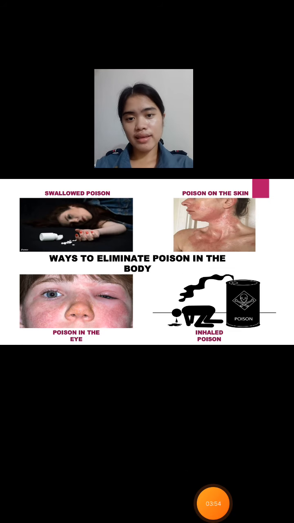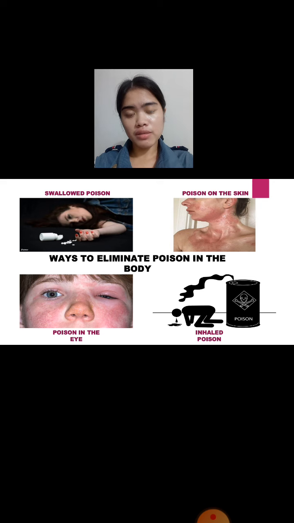Last slide, ways on how to eliminate poison in the blood. Poisoning can occur from a variety of factors like medication, illicit drugs, foods, and attempts to harm one's life. For swallowed poison, you need to remove anything remaining in the person's mouth. For poison on the skin, you need to remove any contaminated clothing using gloves.